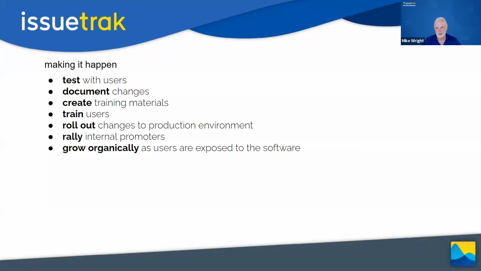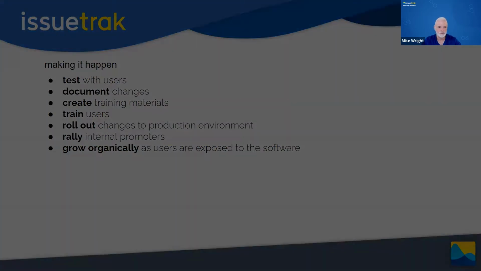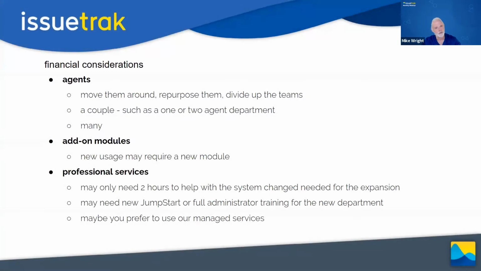Rally those internal promoters. That's a big thing, because if you get the internal promoters, people who you win over that this is going to be a good change, those will make the implementation easier because they talk to other people who may not feel that way or who have never been exposed to IssueTrack. You're kind of growing it organically as users are exposed to the software, and you're getting good acceptance from the system. And of course, there are financial considerations whenever you decide you want to expand.